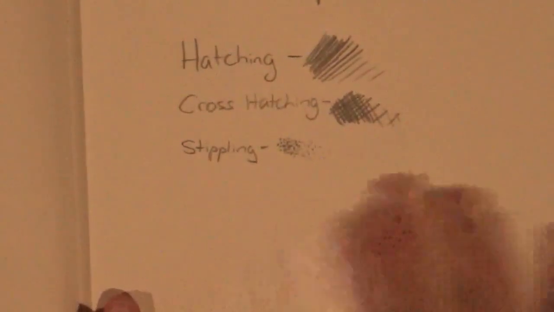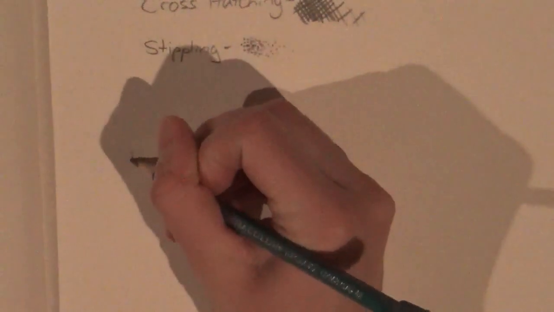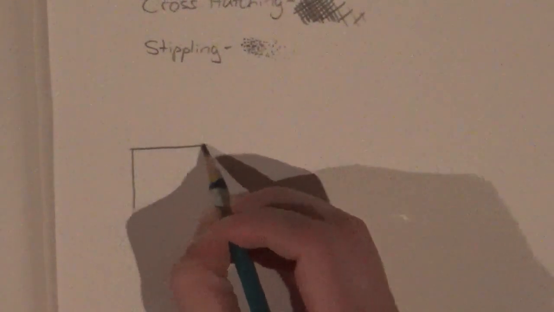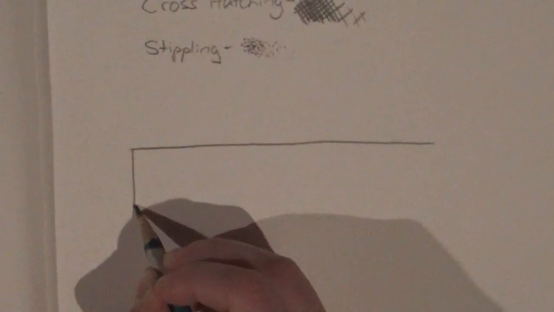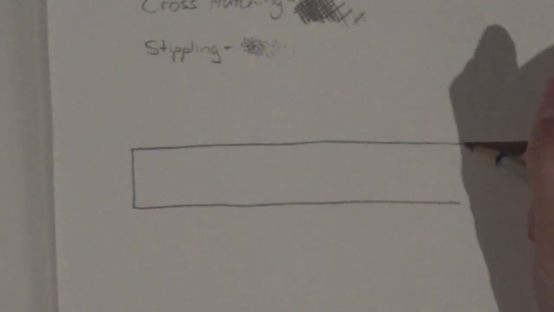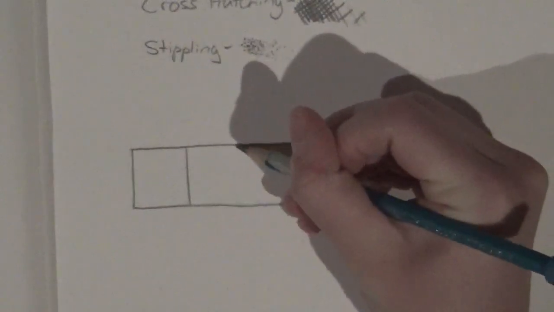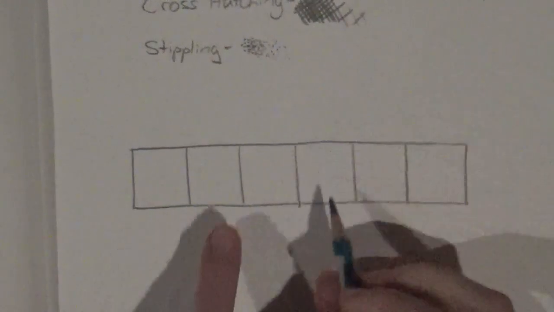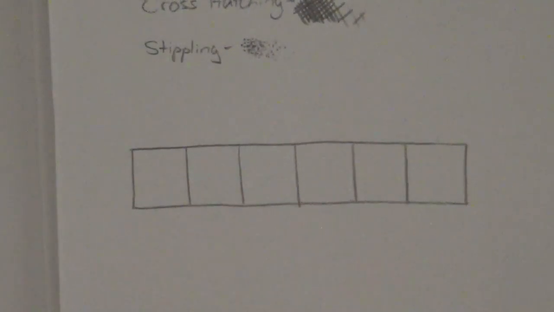So, what I want you guys to do, you're gonna follow along with me here. Okay, so you're gonna grab your pencil, and I want you to draw a box like this. Okay. With 6 different sections in them like this, okay?